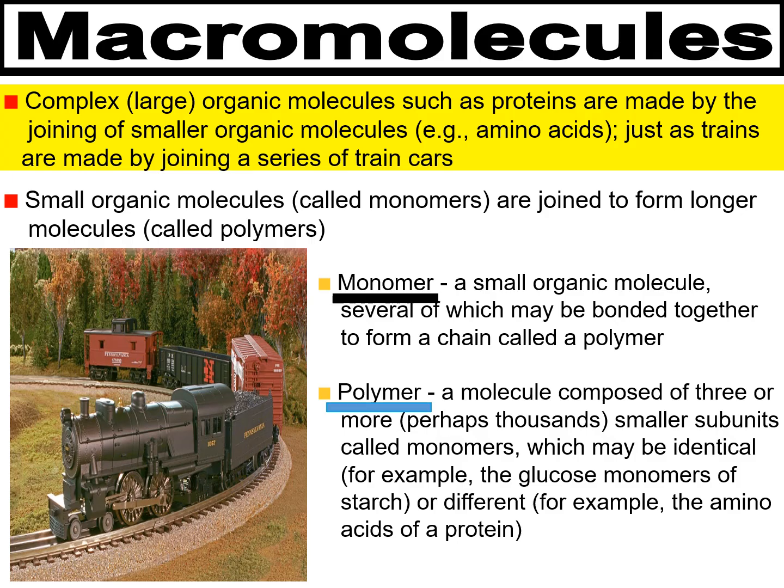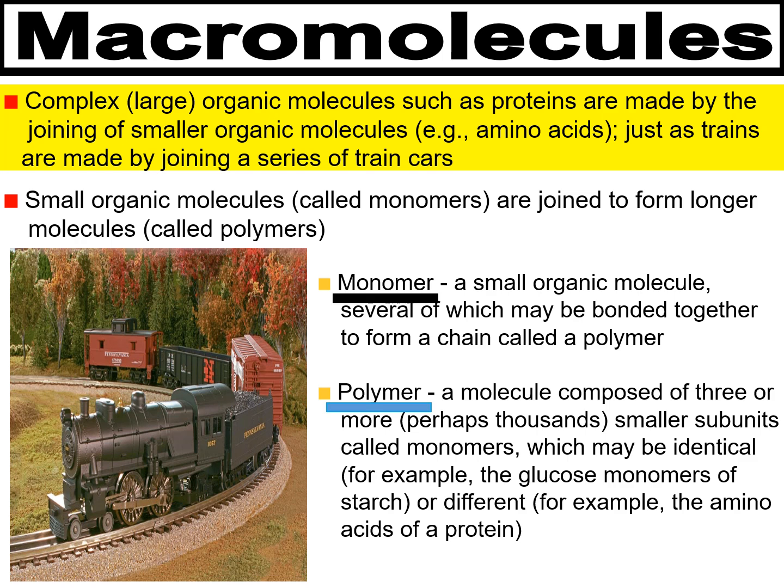Chapter 3 focuses on the 4 major macromolecules of living organisms. The 4 major macromolecules are proteins, nucleic acids, carbohydrates, and lipids. The terms polymer and monomer are general terms that can be used to describe biological molecules. A monomer is a molecule consisting of one part, while a polymer is a molecule consisting of many parts. Monomers combine to form polymers.